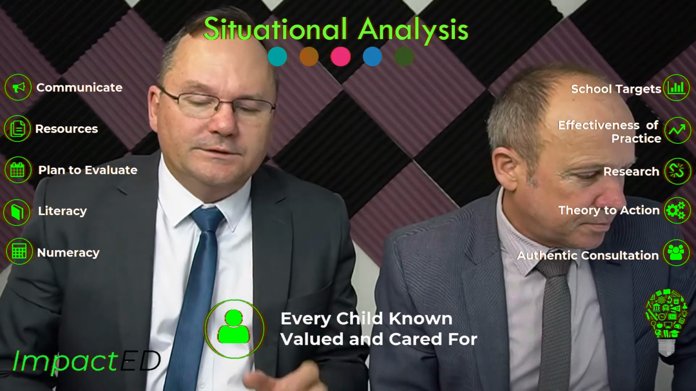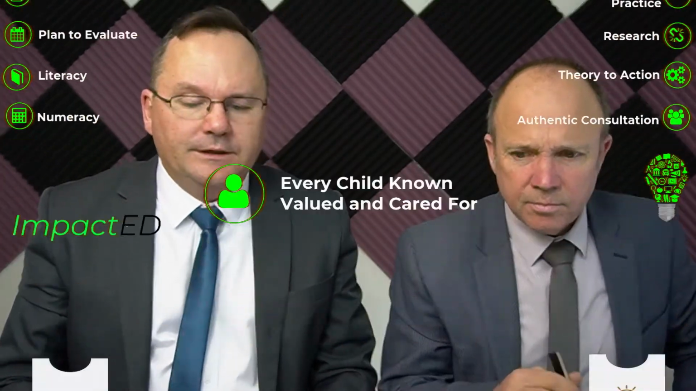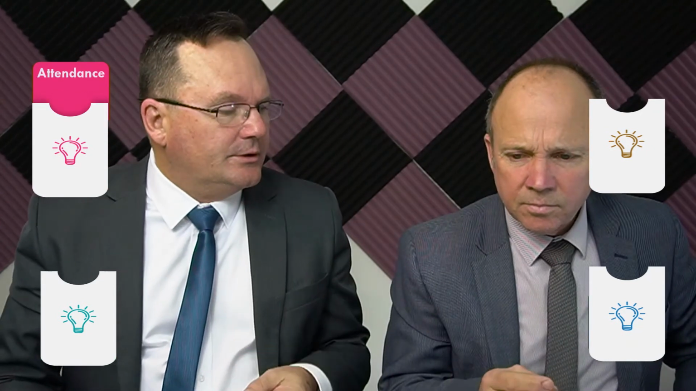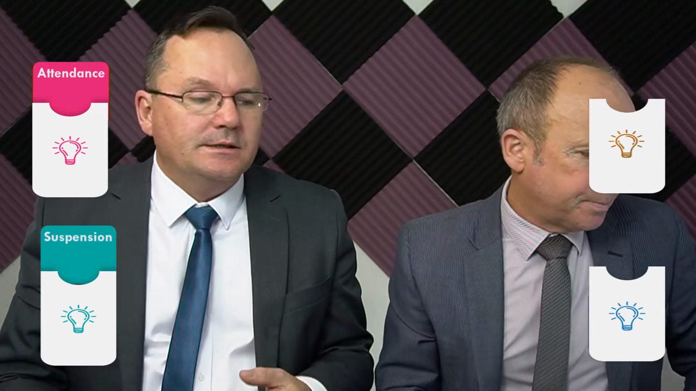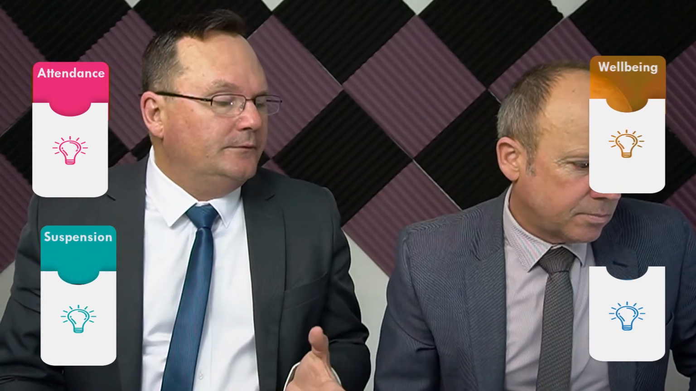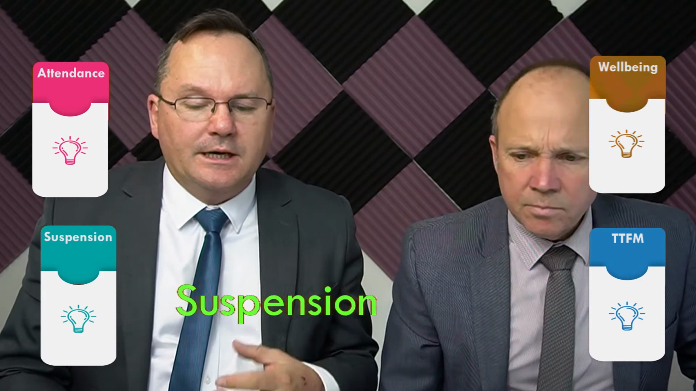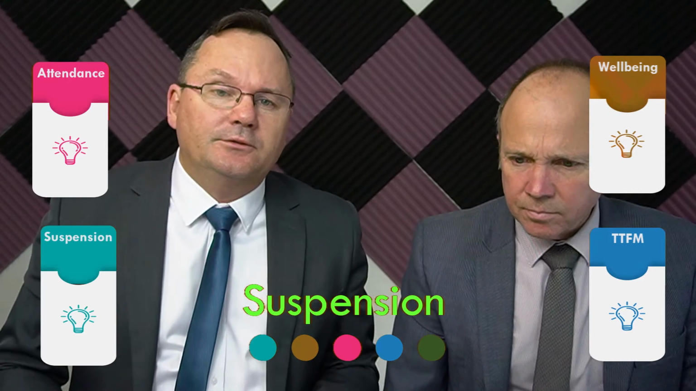Absolutely, and it falls neatly under every child known, valued and cared for. James, you remember that we broke every child known, valued and cared for into the 4 categories. So we had attendance, suspension, well-being, and finally tell them from me. And today we're going to dive really heavily into suspension. We've made a very practical tool that schools can use to play along at home, and we're going to take you through a very quick guide.